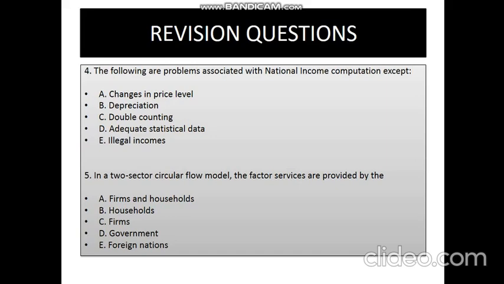Question number 5. In a two-sector circular flow model, the factor services are provided by the A. Firms and households. B. Households. C. Firms. D. Government. E. Foreign nations.